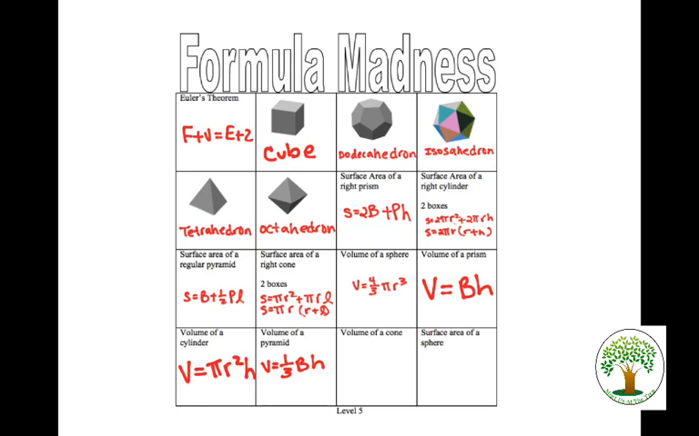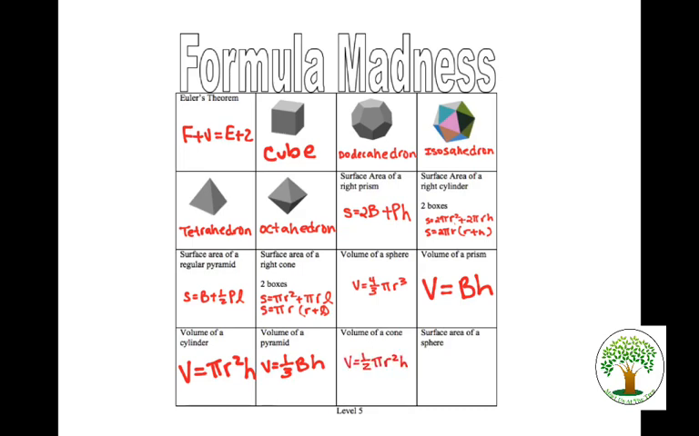Move over here to volume of a cone. V equals 1/3 pi r squared. We have that pi r squared in there for a circle. And we have an H.